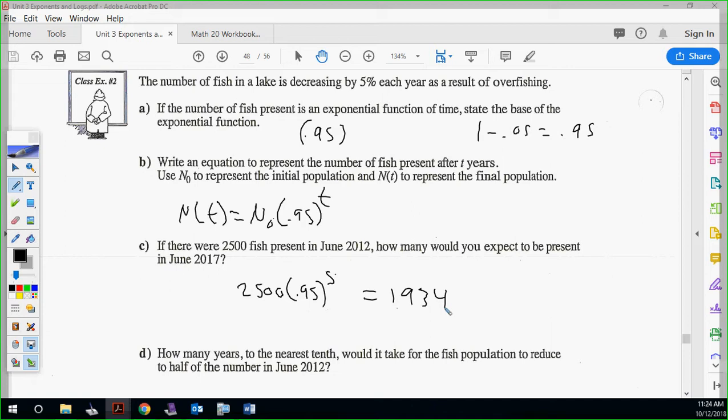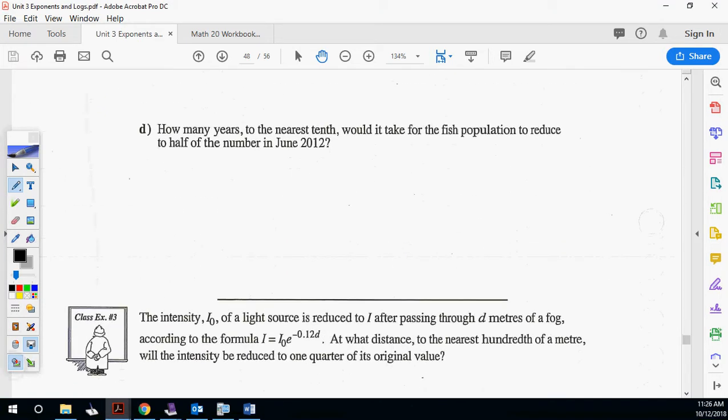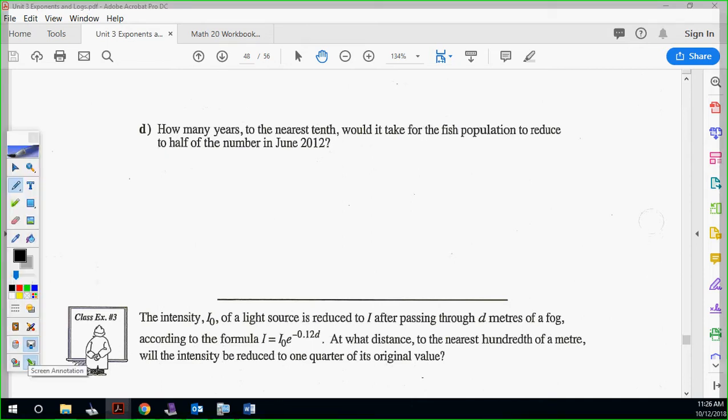How many years, to the nearest tenth? So now we're going to solve for the years. We know we're going to be using our log stuff again. How many years to the nearest tenth would it take for the fish population to reduce to half? So for half, we're going from our 2,500 to 1,250. So 1,250 equals 2,500 times, not 1.0, we're not growing, 0.95, sorry, to the t. And so we divide by the 2,500, and it's going to give me 1/2 or 0.5.